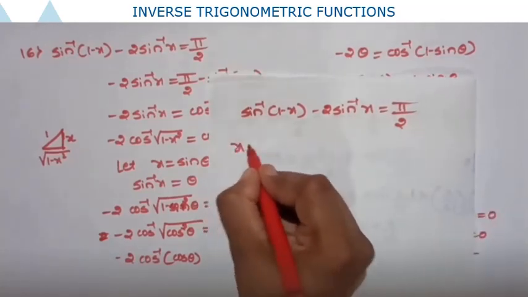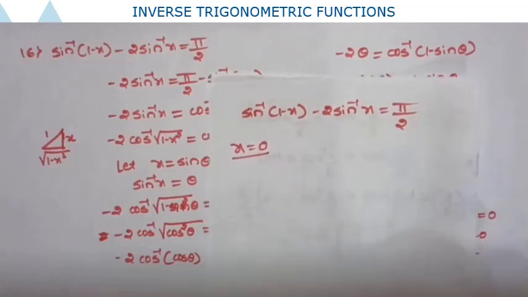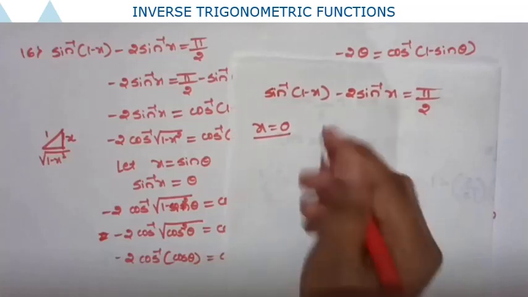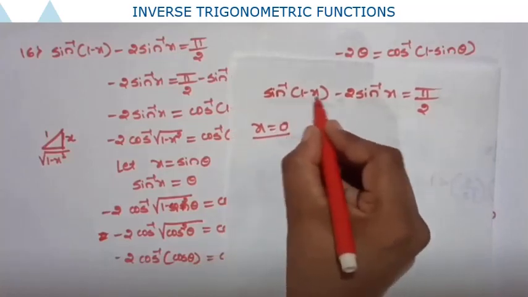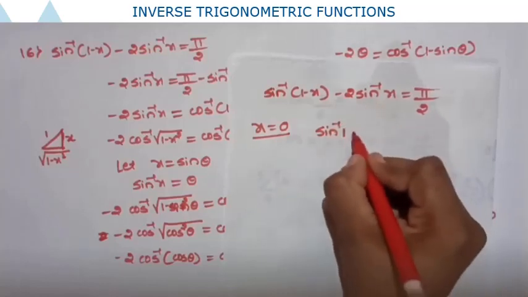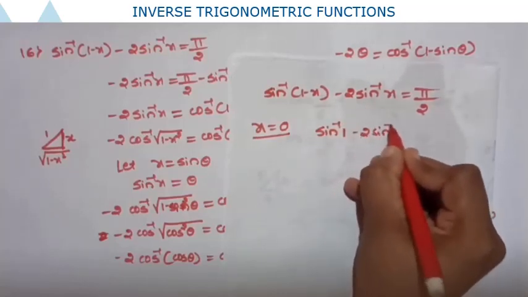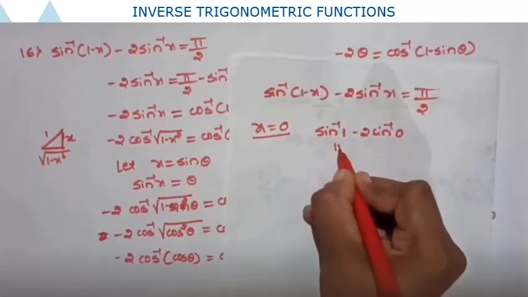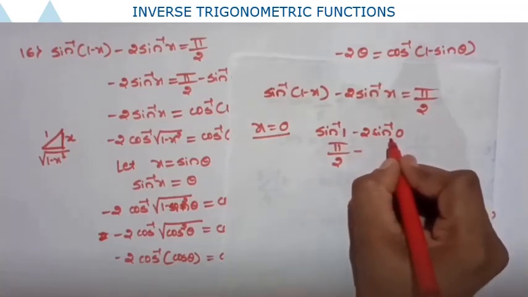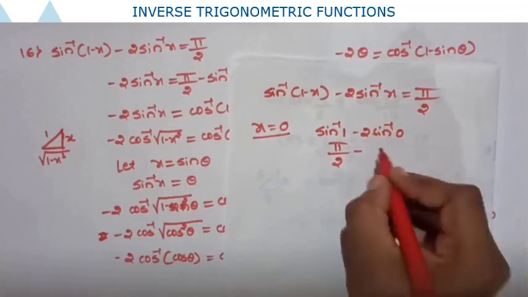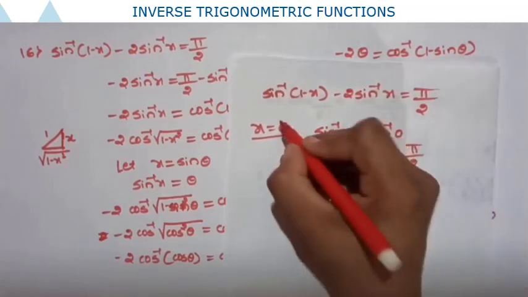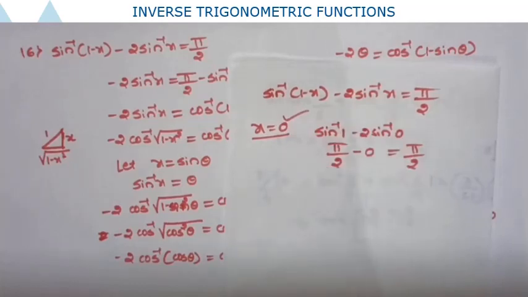If x is equals to 0, because I got x equal to 0 and x is equals to 1 by 2. If x is equals to 0, substitute here sine inverse 1 minus 0. That time I am getting sine inverse 1, and this one minus 2 sine inverse 0. Sine inverse 1, what is the principal value of sine inverse 1? This is pi by 2 minus 2 sine inverse 0. Sine inverse 0 is 0. Therefore 2 into 0 is 0. Therefore this is equals to pi by 2. So therefore x is equals to 0 is a solution of the equation.